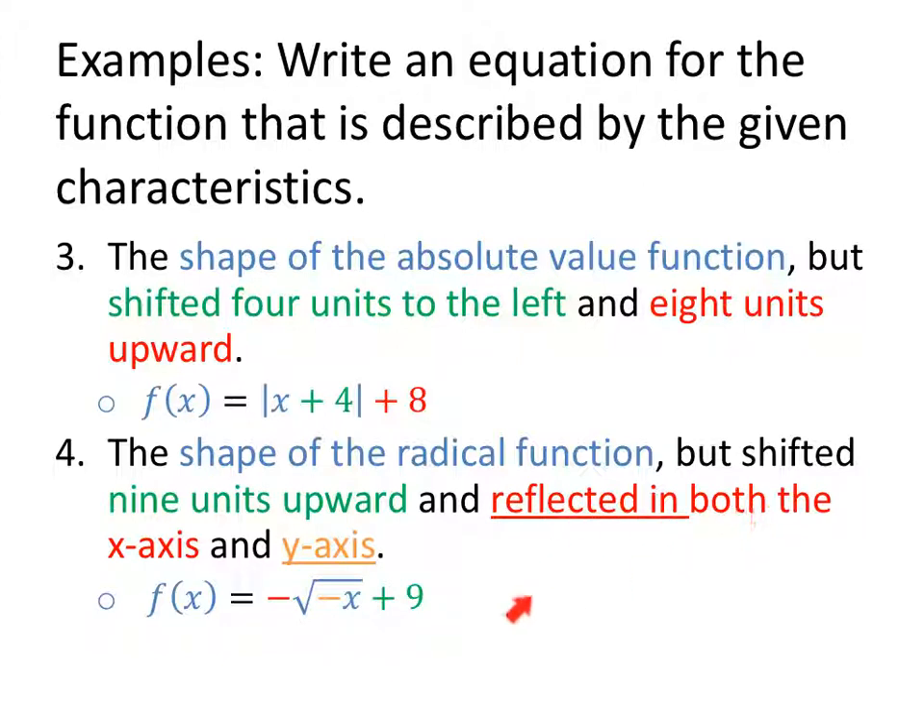Now it's reflected in both the x-axis and the y-axis. X-axis reflection is vertical, so the negative is on the outside. And the y-axis reflection affects the x values, right? It affects the horizontal, so there's a negative on the inside as well. So our domain now is x values have to be negative numbers. That way we have negative times negative, a positive underneath the radical, and we can deal with it. Double reflection. That's a good one.